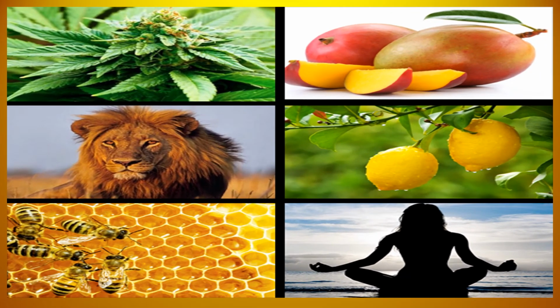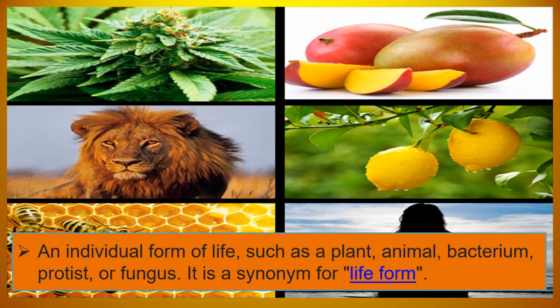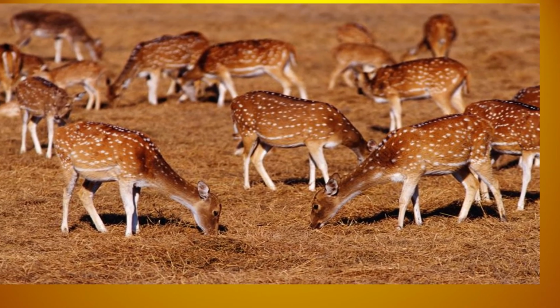This level is the start of the ecological hierarchy. Next, an individual form of life, such as a plant, animal, bacterium, protist, or fungus. It is a synonym for life form, and is known as an organism. Next is the population.